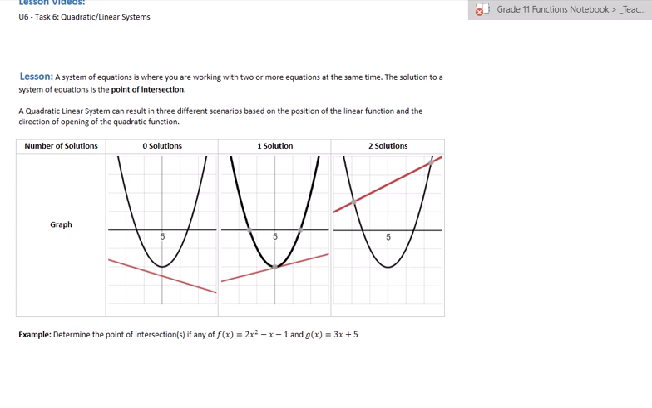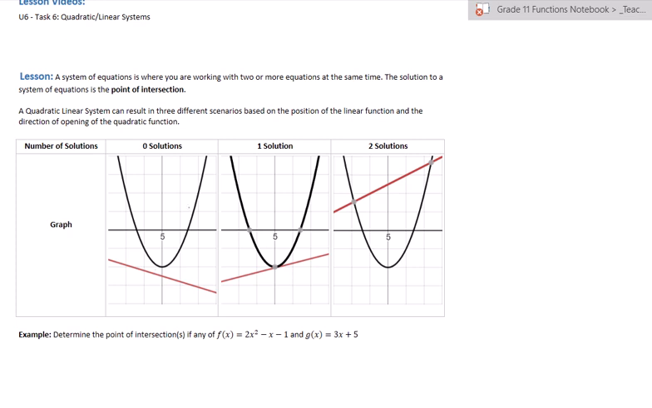A system of equations is where you are working with two or more equations at the same time. Now, the solution to a system of equations is the point of intersection. A quadratic linear system can result in three different scenarios based on the position of the linear function and the direction of opening of the quadratic function. So these three scenarios are here.